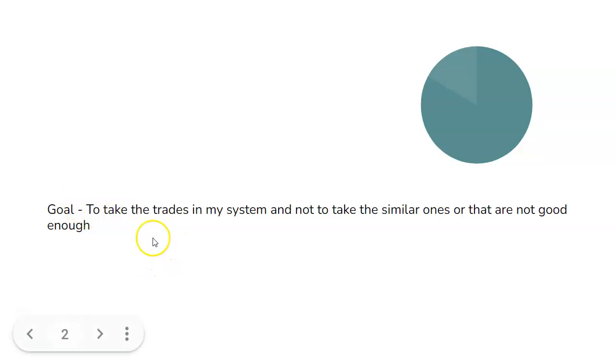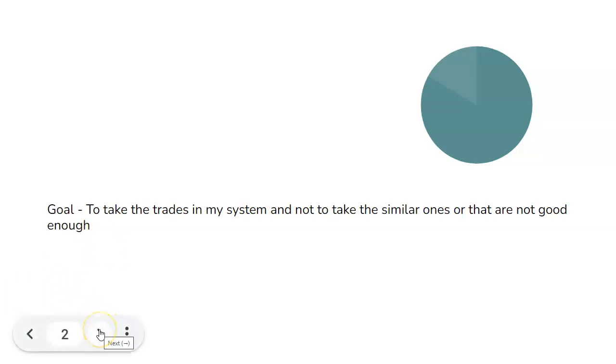Another reason why this is an important goal is because as a trader, we want to take the trades in our system because that's where the money's made, and not take the similar ones or that are not good enough, because this is how you keep the money. Even though these might result in small losses, in trading you're always going to have losses, but we want to help those numbers out by eliminating these similar ones or the ones that are not good at all, that don't check our boxes.